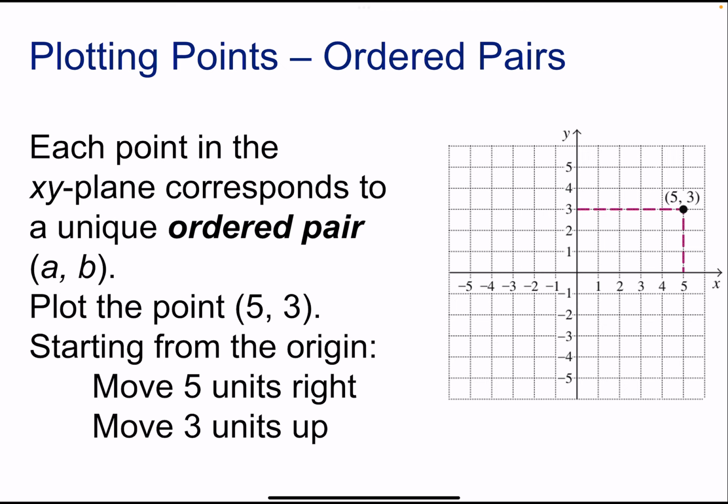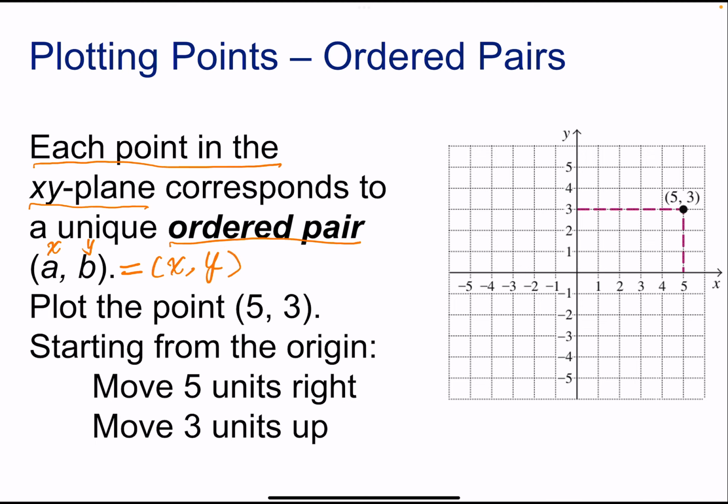And then we can talk about the coordinate of a point in the xy plane. Each point in the xy plane corresponds to a unique ordered pair A and B. Ordered pair means that when you change the order, you change to a different point. The first number represents the x coordinate, the second number represents the y coordinate.